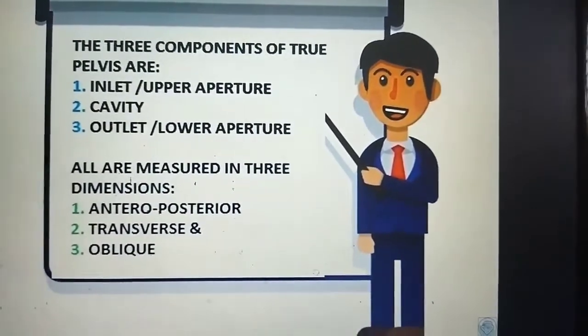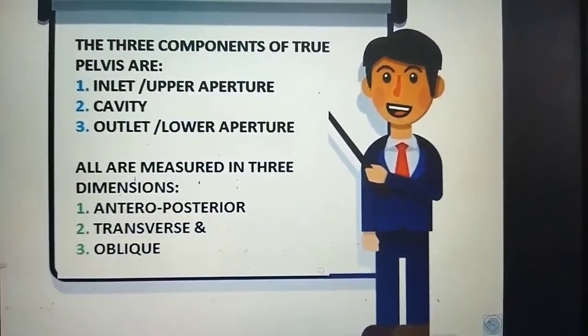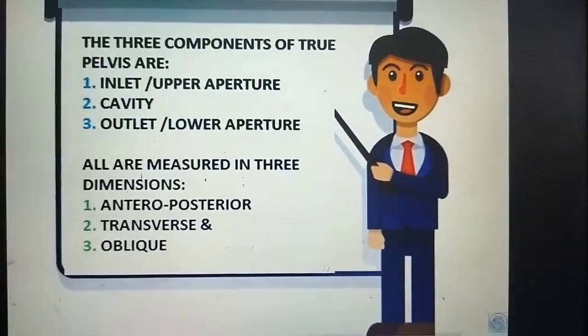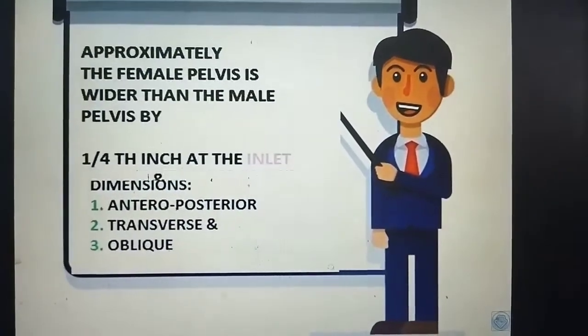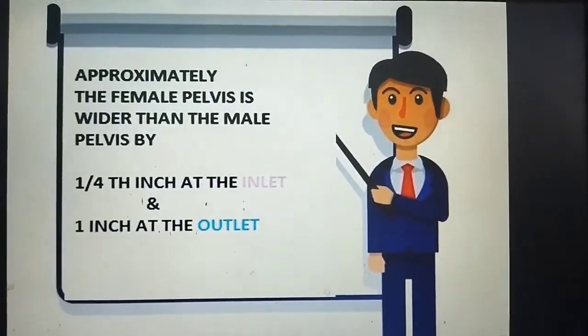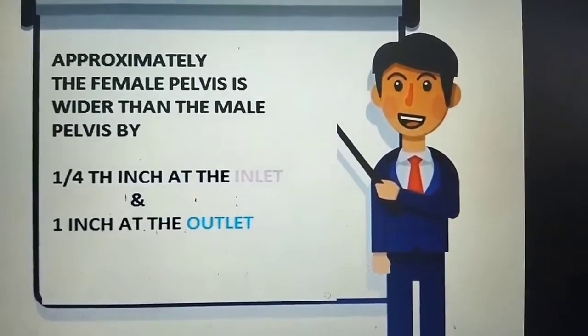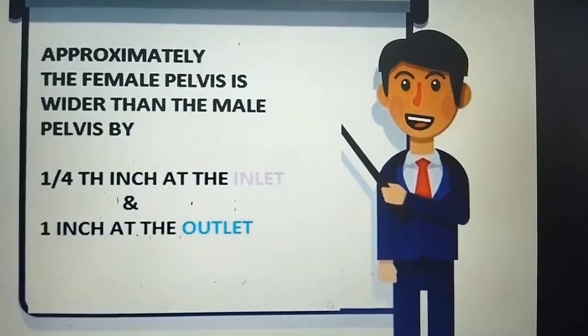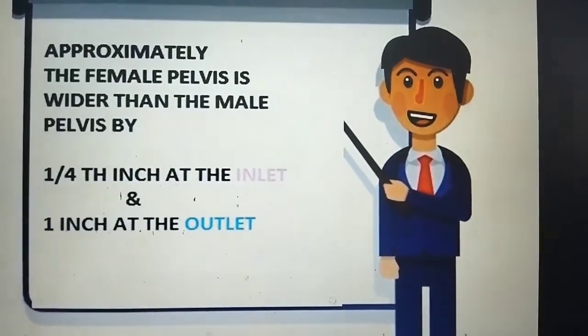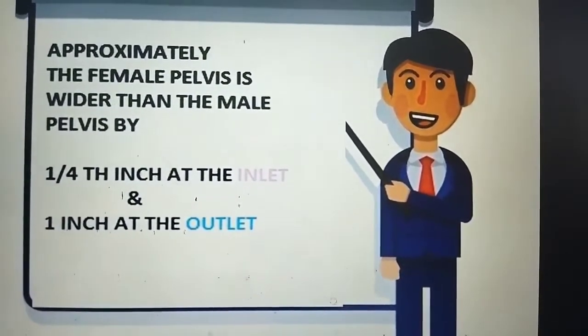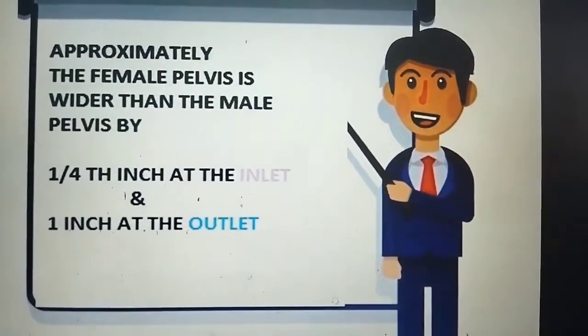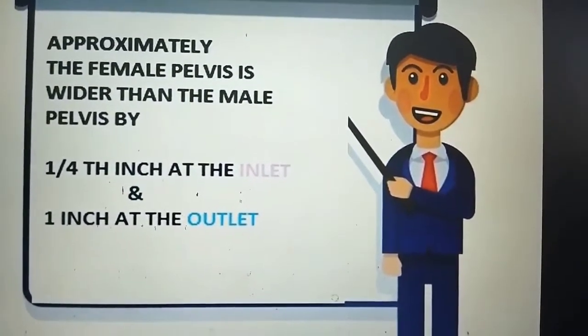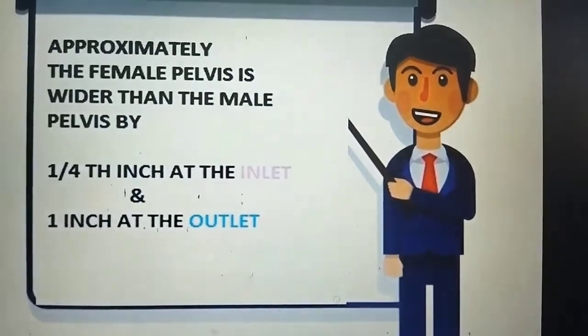These are the three important components of the pelvis, and it is how they are measured. The dimensions are taken anteroposteriorly, transversely and obliquely. Now this is important, that the female pelvis is wider, more at the outlet than at the inlet, which we had mentioned previously. It is wider at the outlet by about an inch in every dimension.